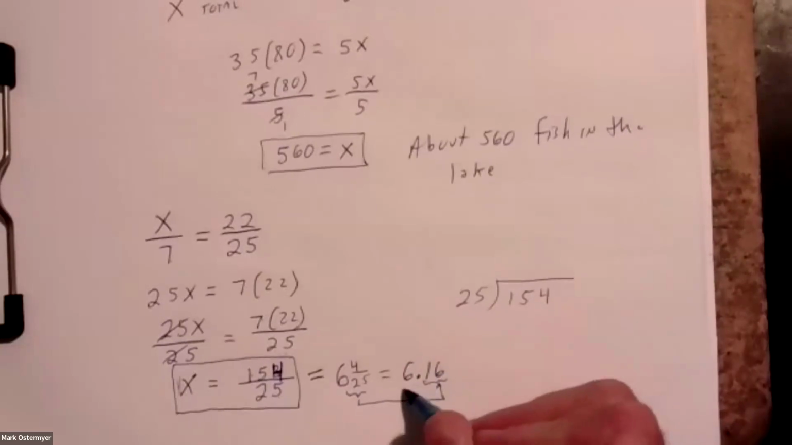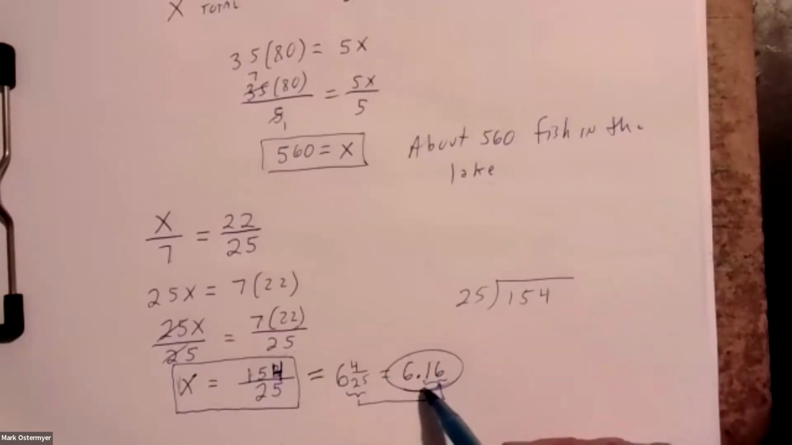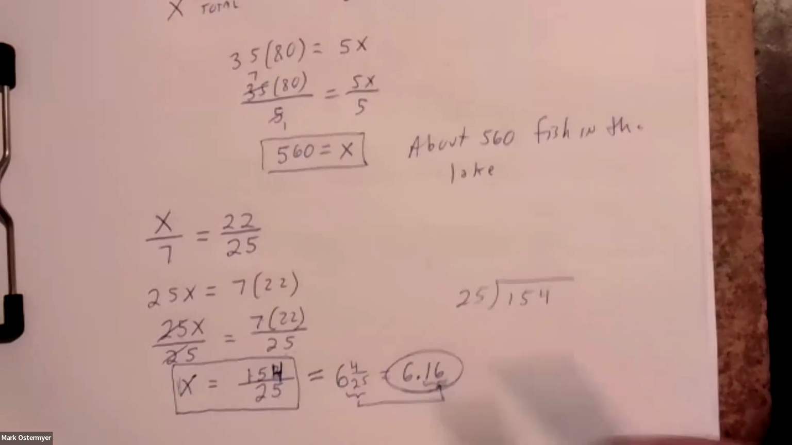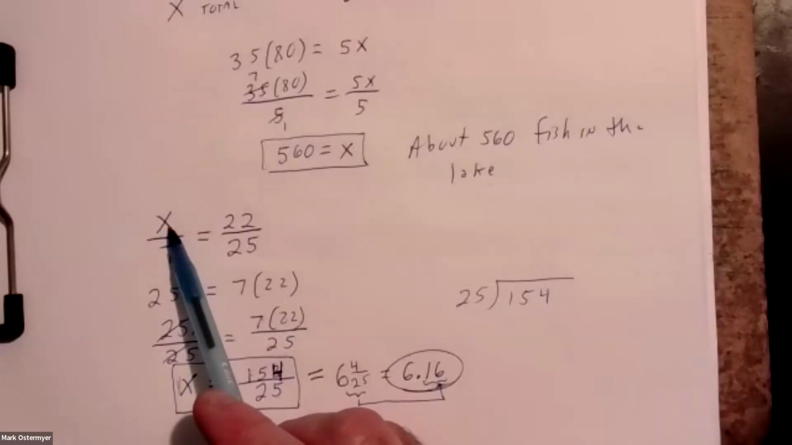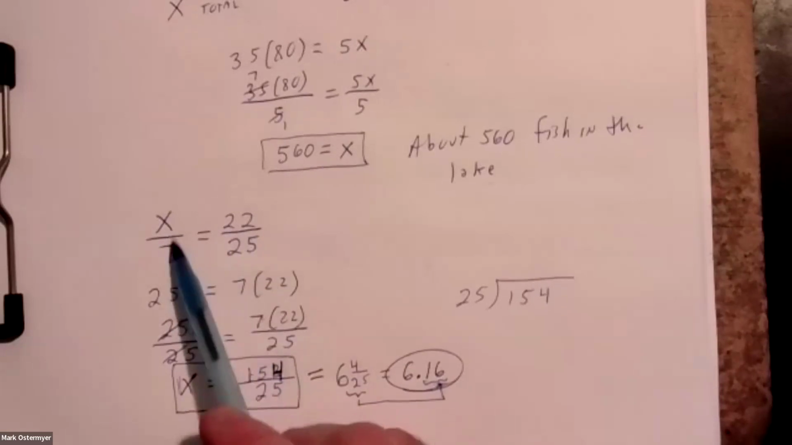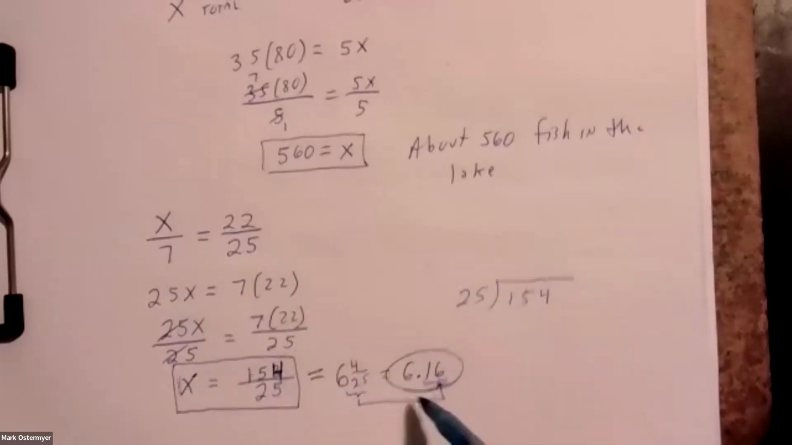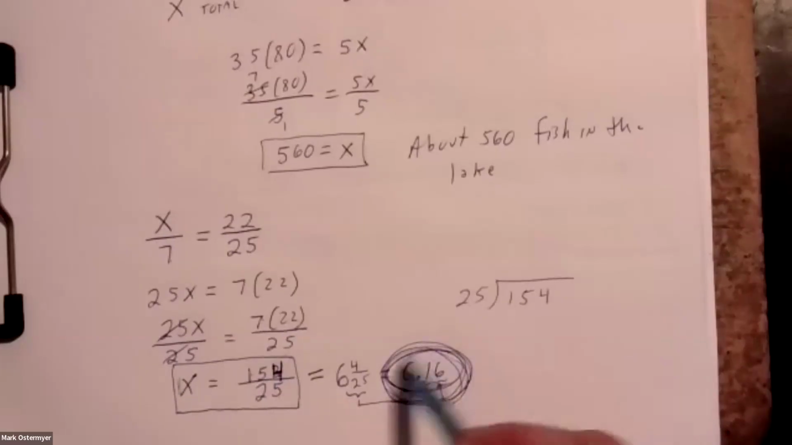But we found what X is, correct? It has to be this, right? 6.16. We've solved the proportion for X. If you wanted to check your answer, you'd put 6.16 over here, correct? And then verify that you have a true proportion, but you don't have to check your answer if you don't want to. We found X to be this, okay?